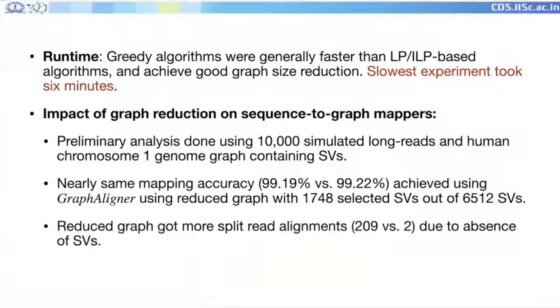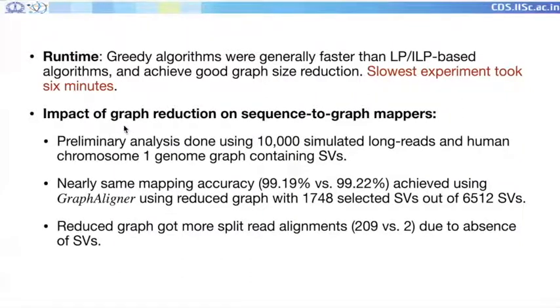In terms of runtime, the greedy versions of these algorithms were generally faster than LP and ILP based methods. The slowest experiment using a greedy based solution took only 6 minutes using the chromosome 1 human genome graph, which means that the algorithm is scalable to large genomes.